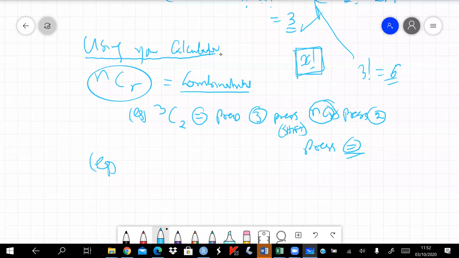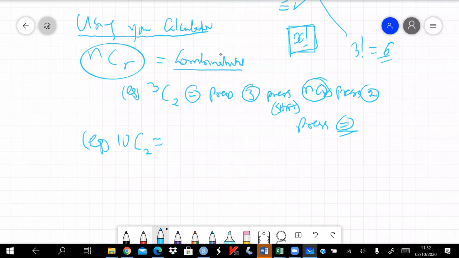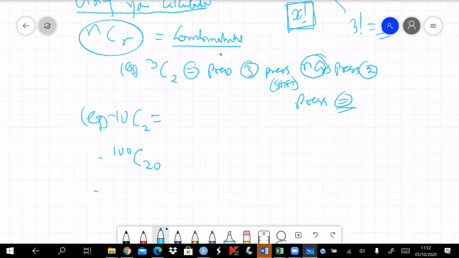You can try 10 combination 2. You just tell me the answer once you get it. Then you can have 100 combination 20. And you can have 1,000 combination 50. So use your calculators to find those values and let me know what you have.